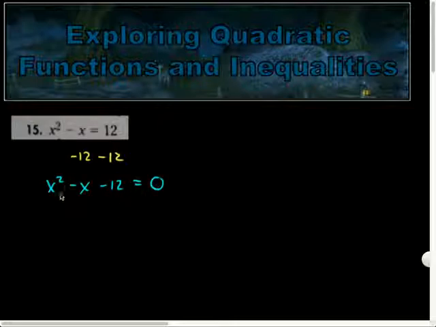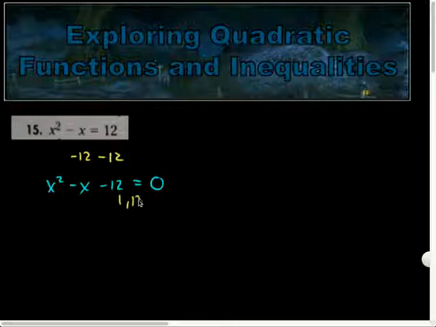So now I've got a quadratic set equal to 0. This is not a pattern because 12 is not a perfect square. It is not GCF-able. It is not AC-able. Well, it is AC-able, but you wouldn't want to. The easiest way to do this is the fact that it's got a leading coefficient of 1. So let's just find the factors of 12 that subtract to be 1.